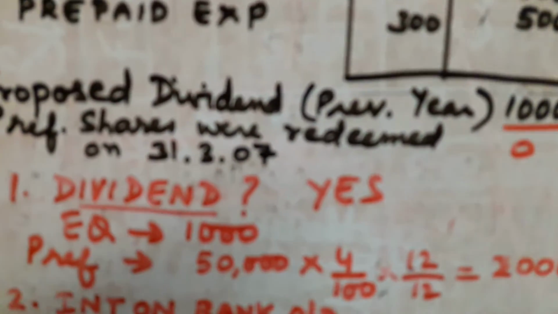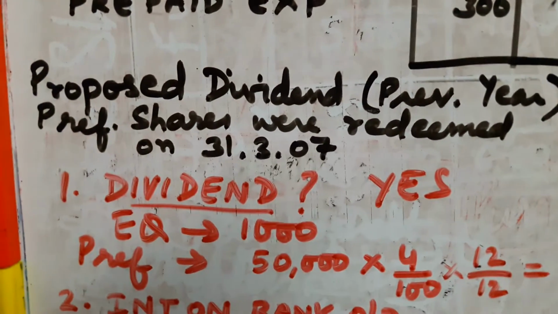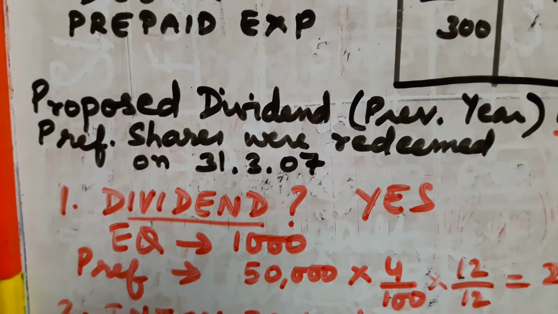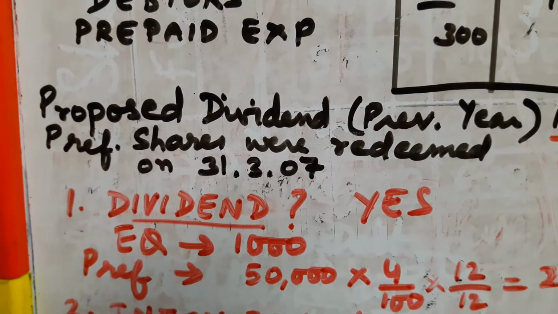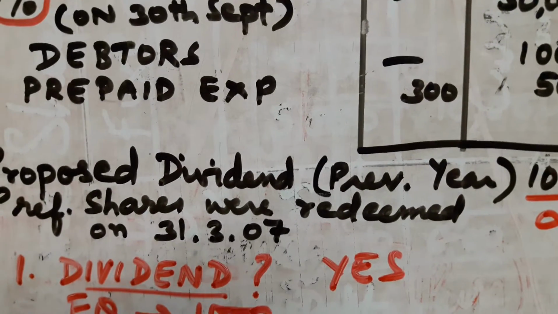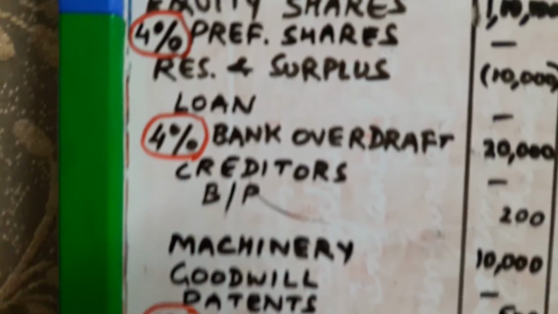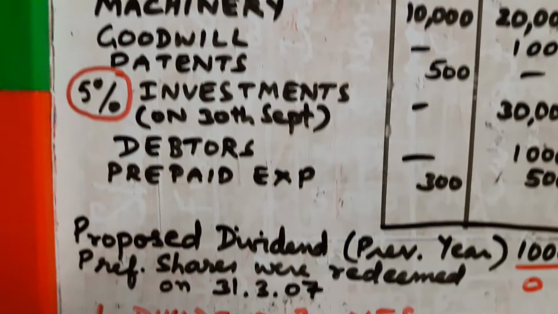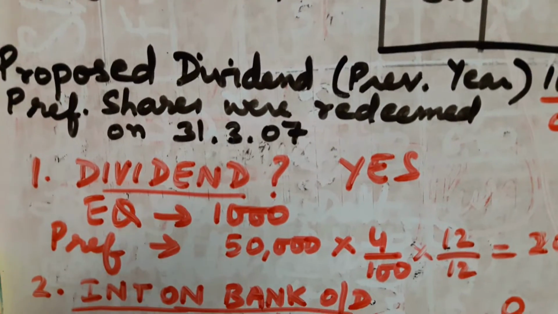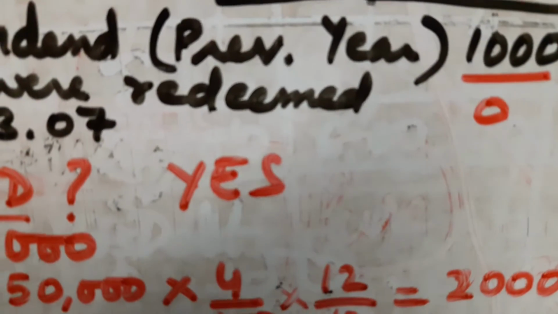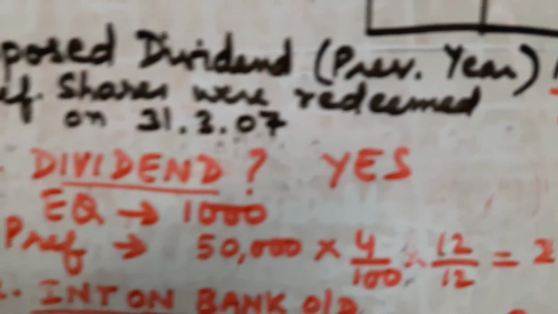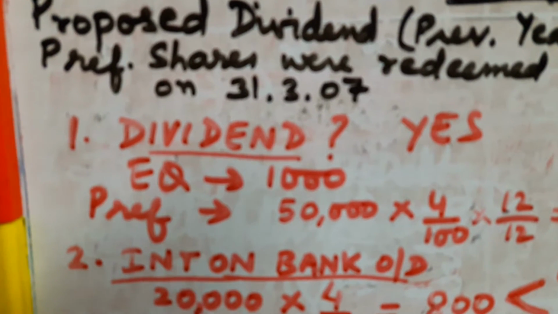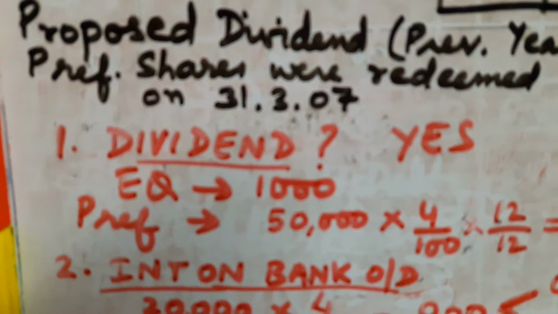Step number 1: always you will write step number 1, dividend, put a question mark and ask, do we have to pay dividend? In this question, if proposed dividend is paid, that means preference dividend will also be paid. So the answer is yes, dividend will be paid. So equity dividend is already given, 1000. We will calculate preference dividend.